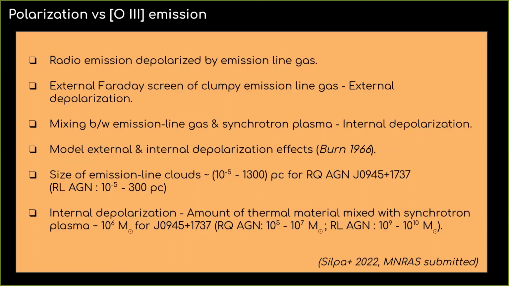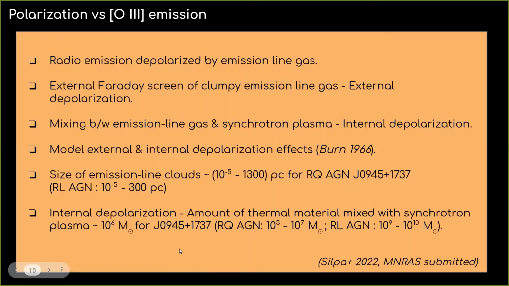By modeling the external and internal depolarization effects using the relations given in Burn 1966, we can come up with some interesting numbers. So we have carried out this analysis for one of the sources, that is J0945+1737. Here we have modeled the external depolarization effect, which enabled us to estimate the size of the emission line gas clouds. And the typical scale size ranges between 10 to the power minus 5 to a few thousands of parsec for the source. For comparison, this number turns out to be in the range of 10 to the power minus 5 to a few hundreds of parsec for radio loud AGN.